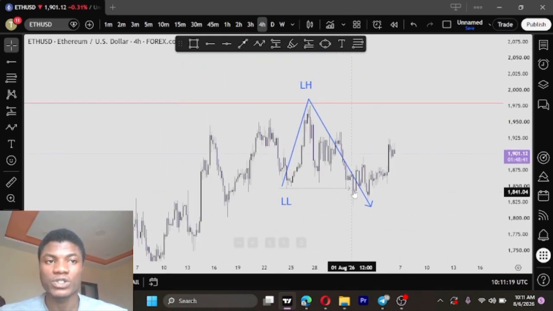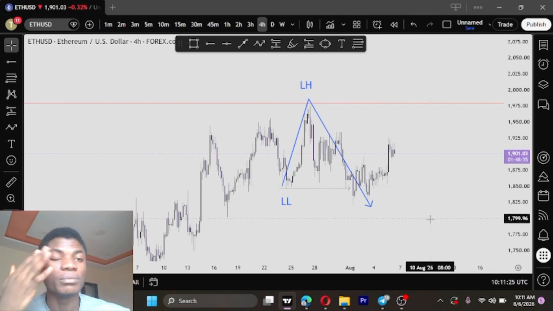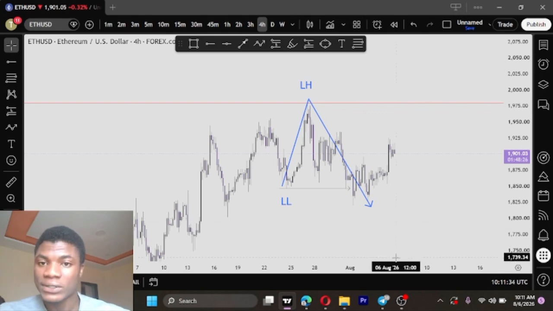So this is our swing structure on this Ethereum trade that we took here. And guys, I don't want us to start making examples with what's on the chart. I want us to make examples with what I've traded with you guys on my channel, so that you can understand what we have been doing and how it has been done.